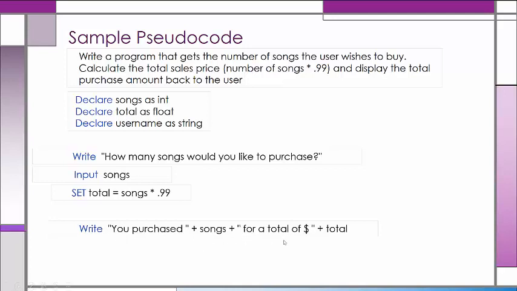Here we're creating a string that we are joining together with the plus signs. We're joining a string that says you purchased. So that's all in quotes. That's a literal string. Literally, you purchased is what I want typed. Join that with whatever value is in songs, which is the value that the user put in. Join that with these literal words because they're in quotes, for a total of, and then I'd like a dollar sign just to make it cleaner. And then join that with the total, with whatever value got calculated and put in the total field.